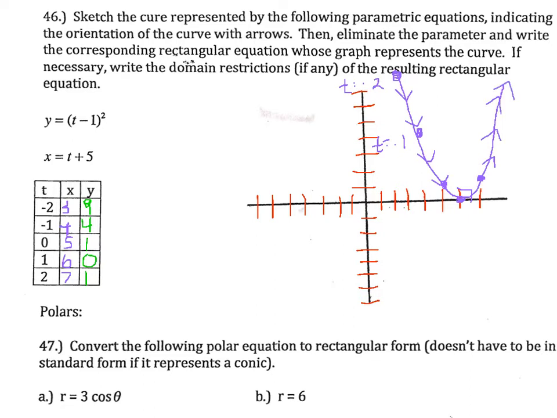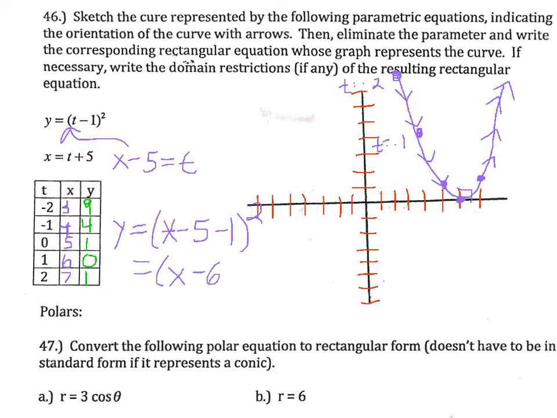So now we need to eliminate the parameter and write our rectangular equation that just includes x and y. So to do that, what we're going to do is we're going to solve for t in terms of x. So I'm going to subtract 5 from each side, so I have x minus 5 equals t. And now I'm going to take that value and plug it in for the t in the y equation. So I have y equals x minus 5 minus 1 squared, which is x minus 6 squared.